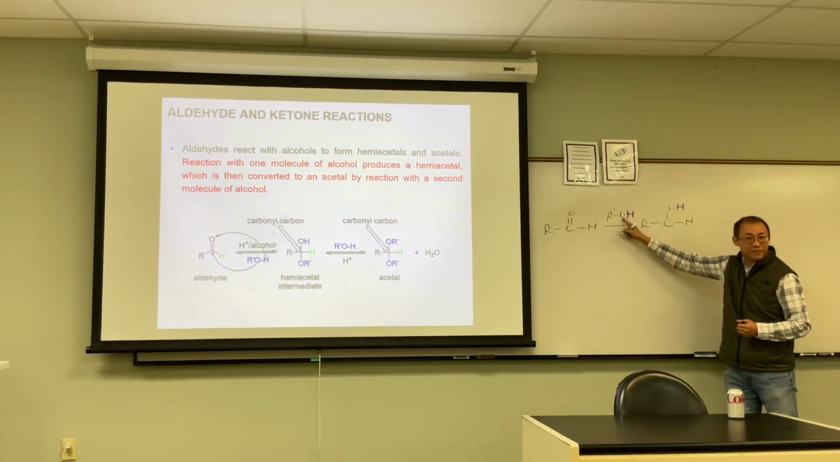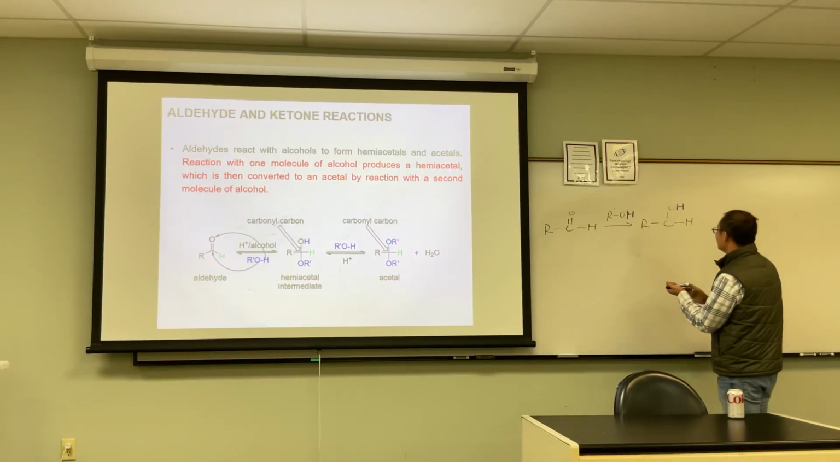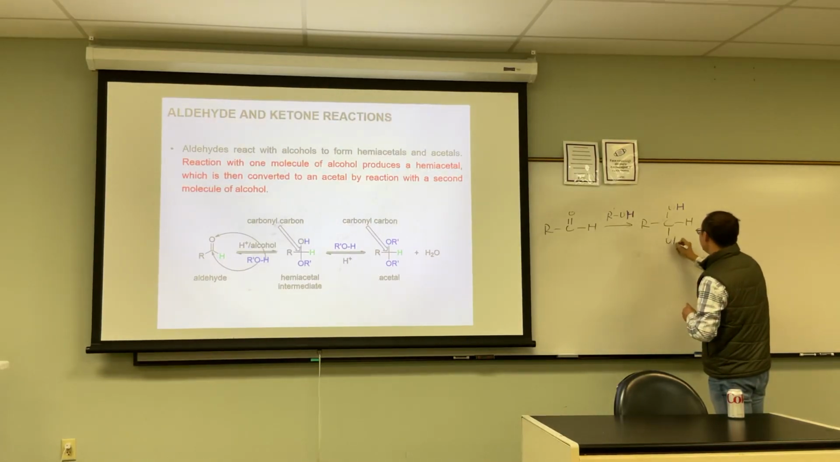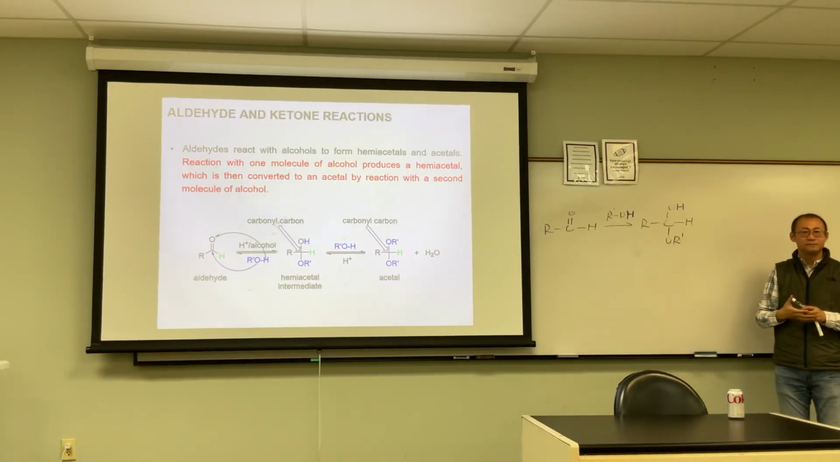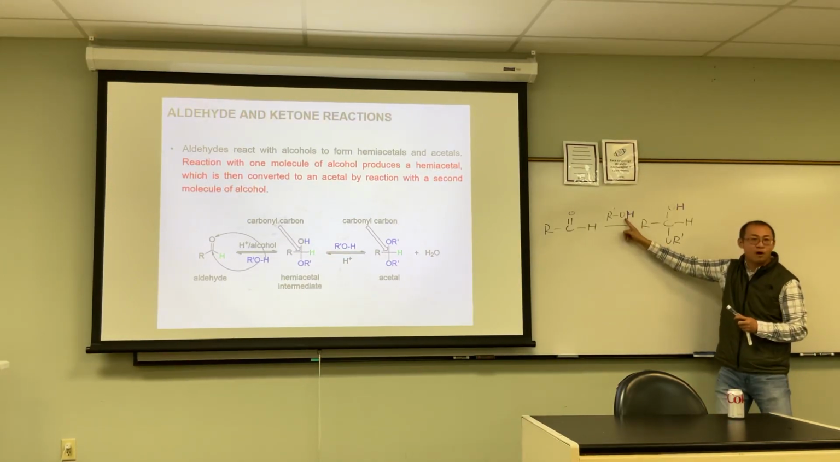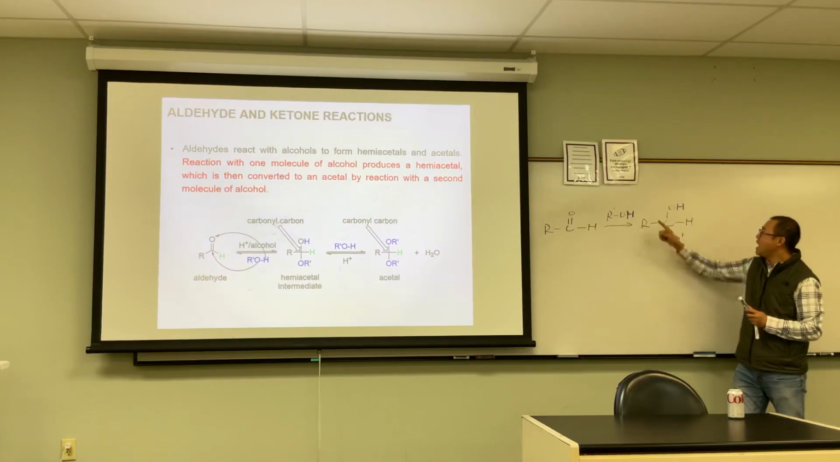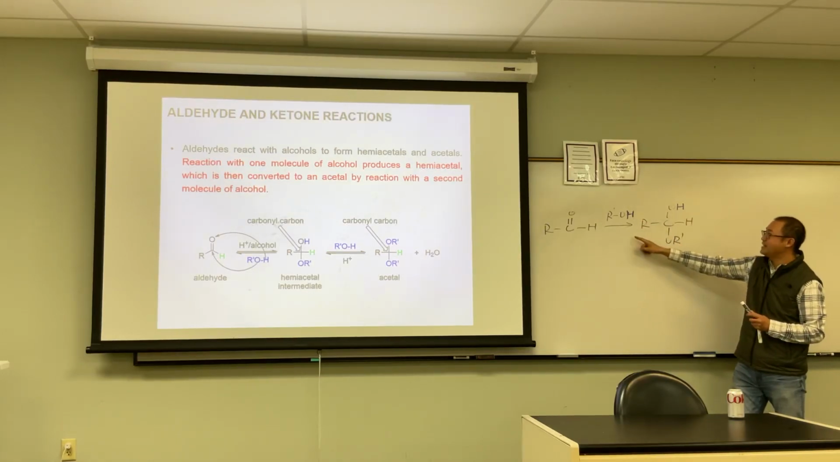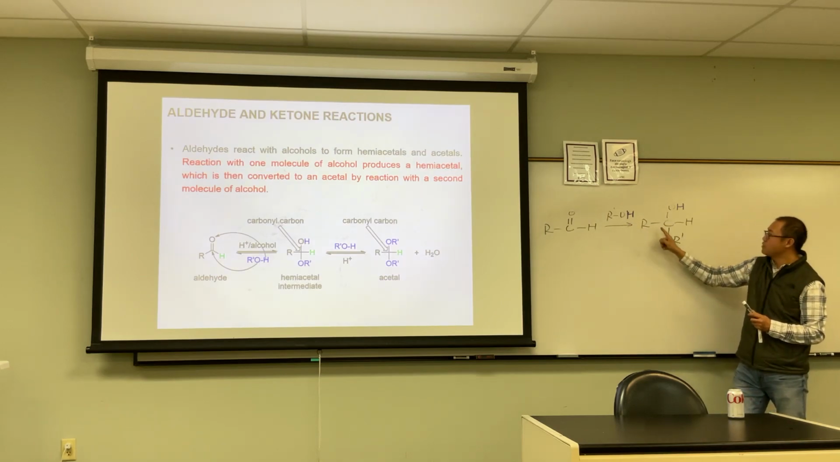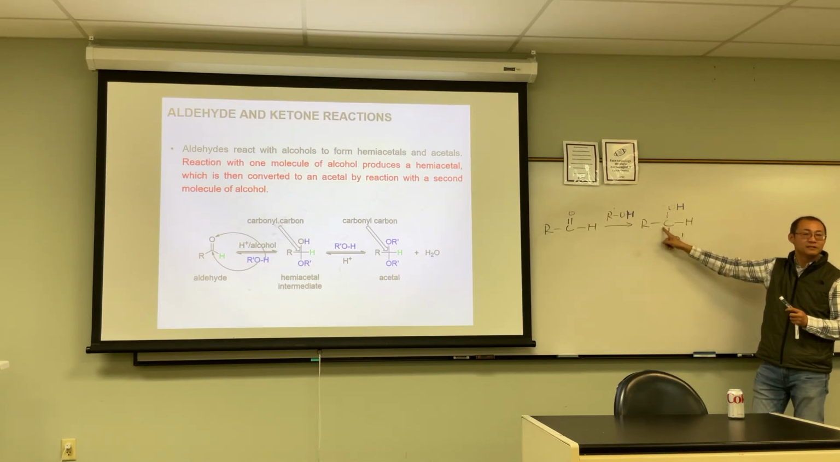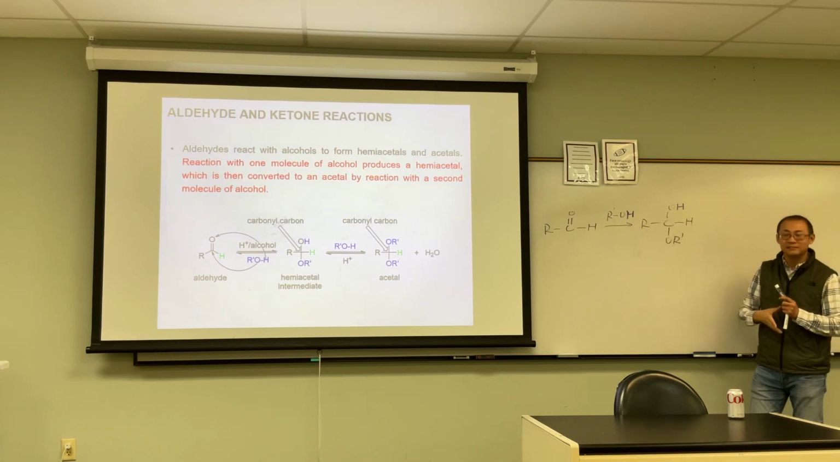The O of the alcohol is added to the C. Remember, you break the O of OH. The hydrogen of the alcohol is added to the O. The O of the alcohol is added to the C.